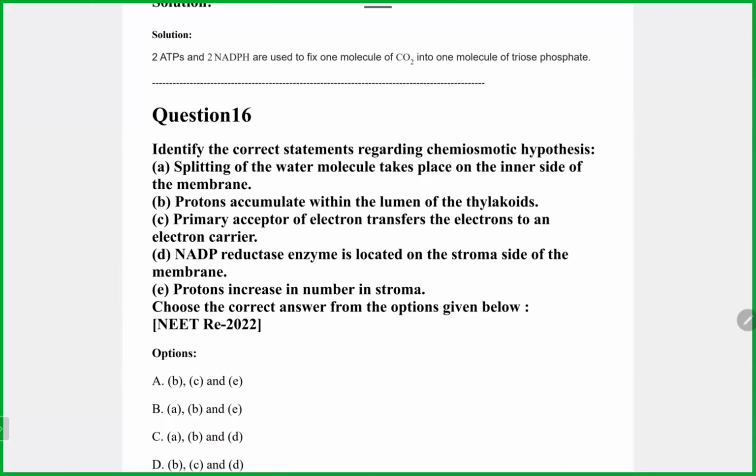It is talking about the primary acceptor of electron. Primary acceptor of electron from PS2 is plastoquinone. And plastoquinone is a hydrogen carrier, not an electron carrier. Yes, sir. But it carries hydrogen, and it also carries the electron, right? Yes, but it will transfer electron only in the presence of hydrogen. Means if hydrogen is there, then only it will transfer. Correct. So the main thing is that it is the hydrogen carrier.